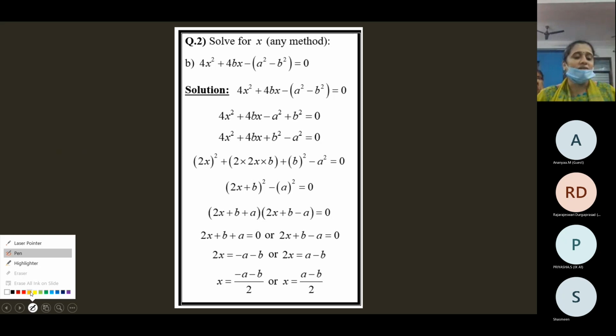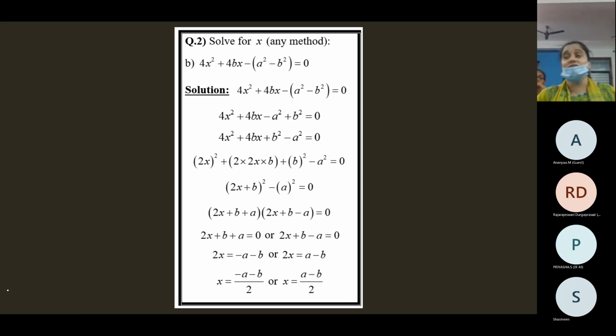But factorization is not always easy. Factorization, finding the factors by splitting the middle term, is not always easy. But if at all you have a question in the exam for which you will have to solve for x by factorizing, it will be easy enough for you. But it's not always. There are equations where it's difficult to find the two expressions to split the middle term.